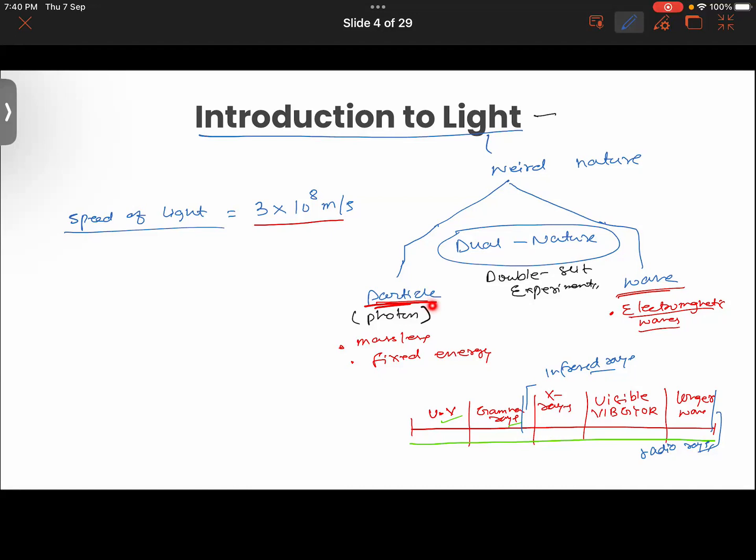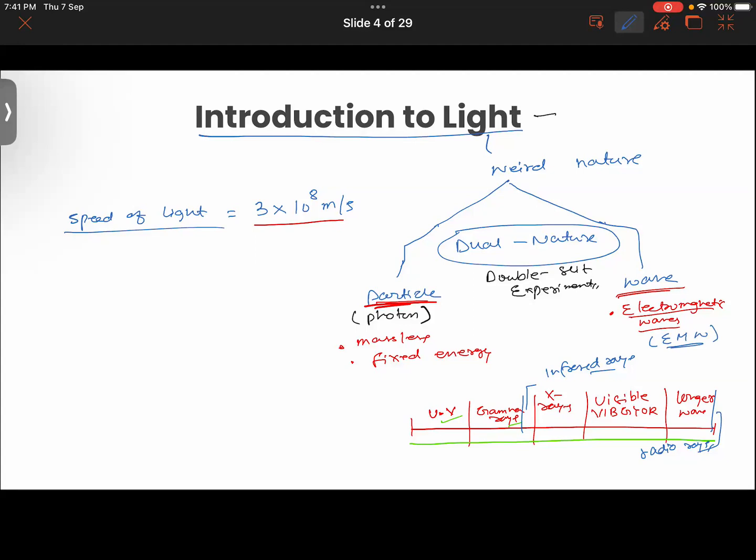So I told you guys that light has a dual nature. Light has a very weird nature. It has particle nature and it also has wave nature. The particle of light is called a photon. It does not have any mass but has energy. Talking about the wave, it travels in the form of electromagnetic waves. In short, you write it as EMW, electromagnetic waves. We write it like this in short.